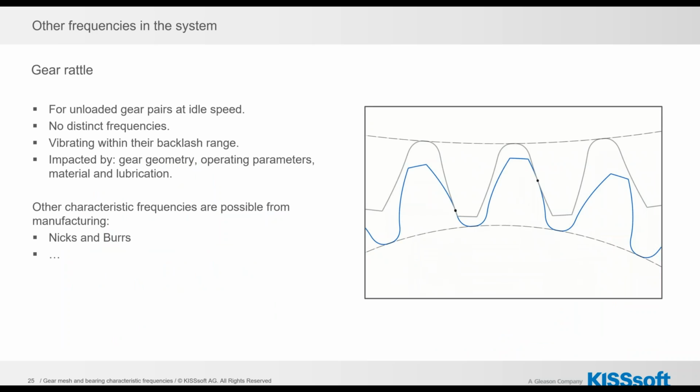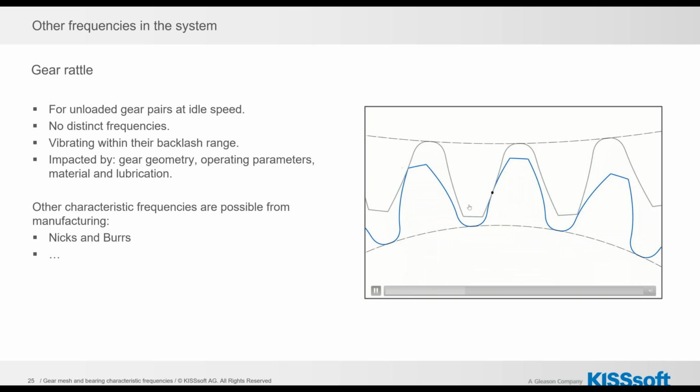Inside gears, which are usually a part of some transmission inside gearboxes, we can have also the gear rattle. This is typically for gear pairs at idle speed, and there is no distinct frequency. And the gear rattle is when the gears are vibrating within their backlash range.